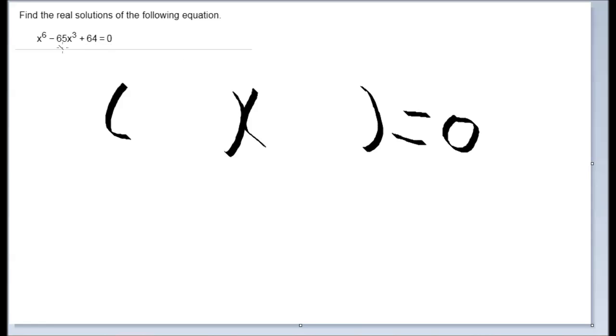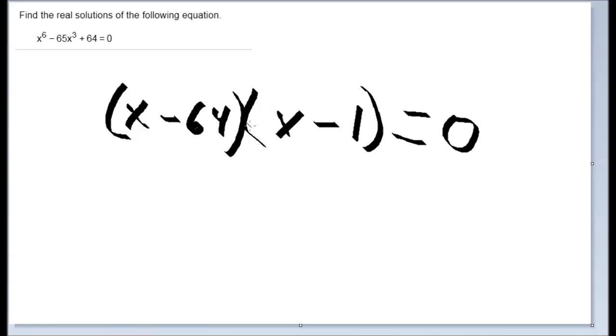And this one, again, 3 is half of 6, so we're just going to go ahead and factor this. Let's see if I can show you what I mean. If I was to factor it like a regular quadratic, I need 2 numbers that multiply to positive 64, but add to negative 65. And of course, we would have x minus 64, and then x, well, minus 1. And you can see that negative 64 and negative 1 make positive 64 when you multiply them. And when you add them, you get negative 65.